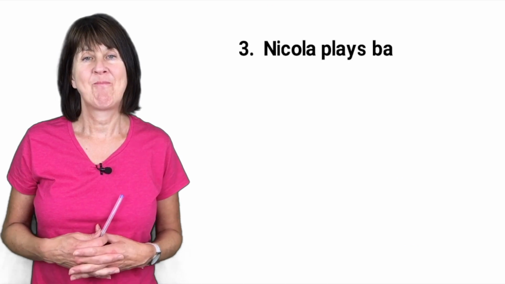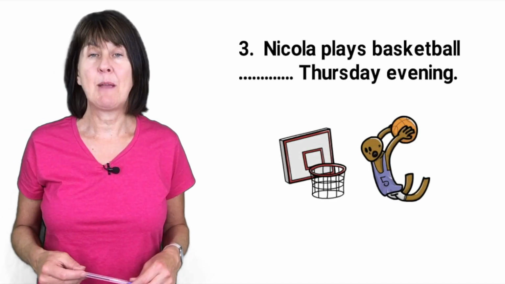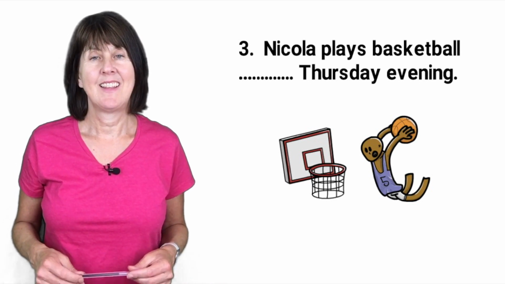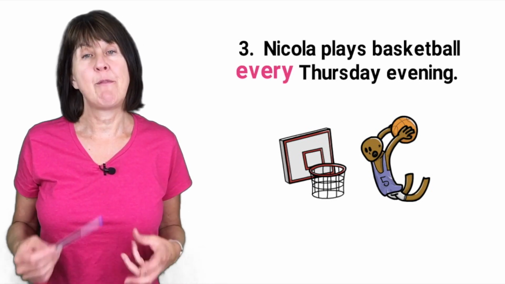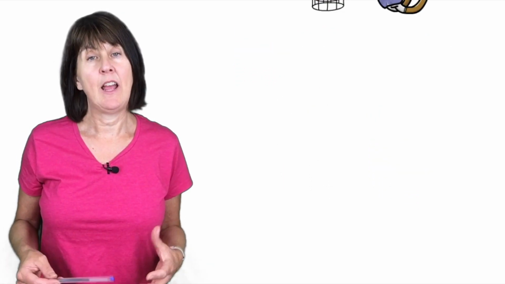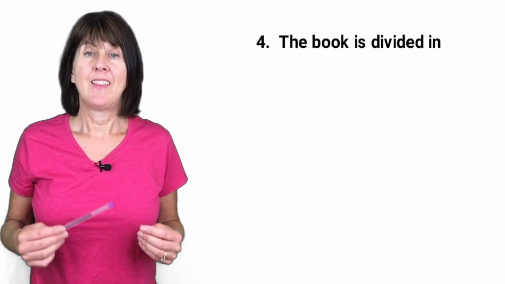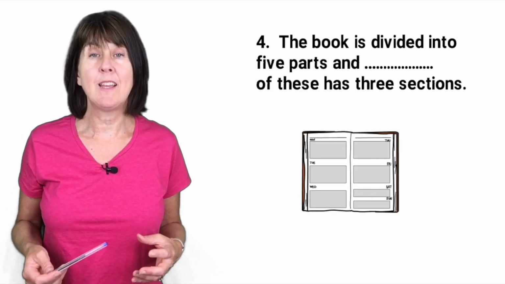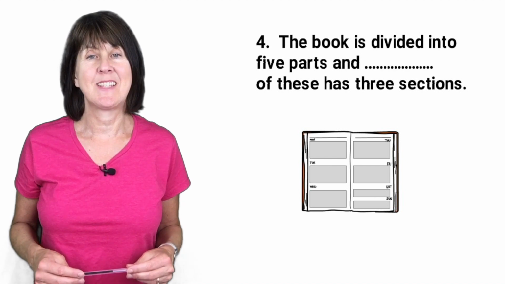3. Nicola plays basketball, blank, Thursday evening. Every, as we use every to say how often something happens. And finally, 4. The book is divided into 5 parts and blank of these has 3 sections.